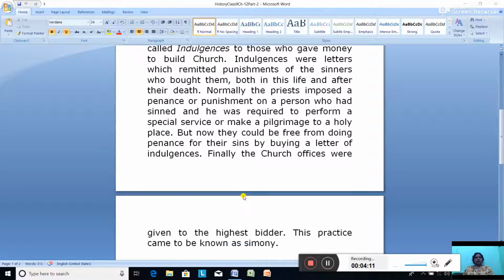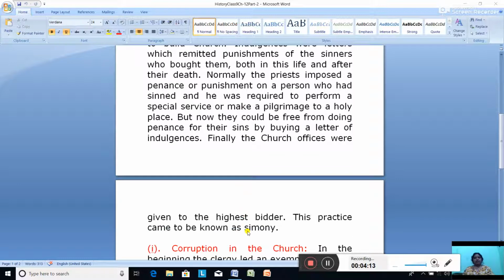Finally, we also see another thing, simony. What is this simony? The church offices were given to the highest bidder, meaning auctioneers. Whoever would give the highest bid would be given the church offices. And this came to be known as simony.